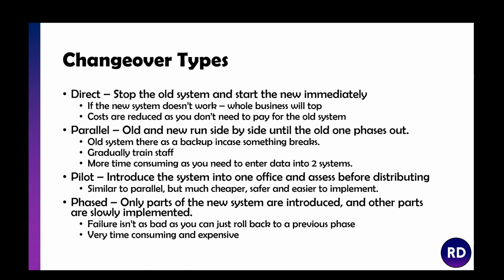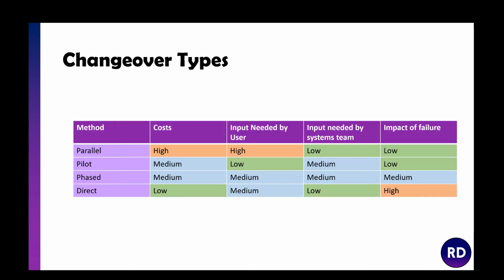Now a little comparison there. So your costs for parallel are high, the input needed is high, but the systems team is low input from them and there's low impact of failure. Pilot is like a medium cost, not much needed by the user because most use the old system, and the idea is the place that is running the pilot will probably get a little bit more directed help. Medium from the systems team and impact of failure is low.